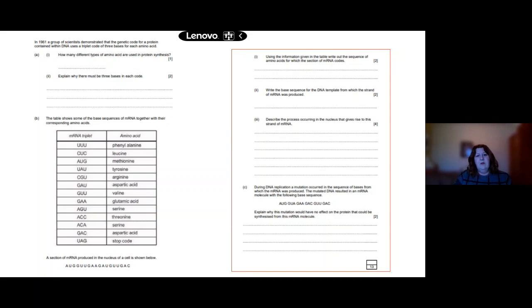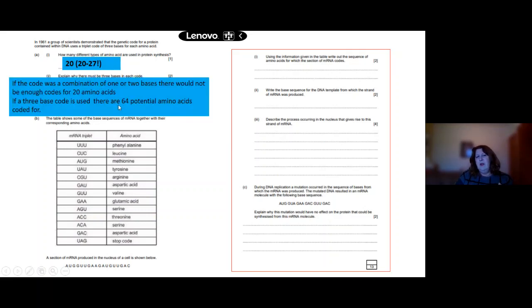One of the last of the short answer questions. I'm going to go through this fairly quickly so I can get on to the QER question. And I've said there how many different types of amino acids are used in protein synthesis. Well, it depends what you read. I generally say 20. Why must there be 3?